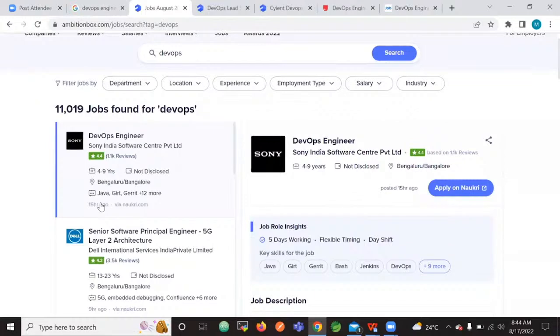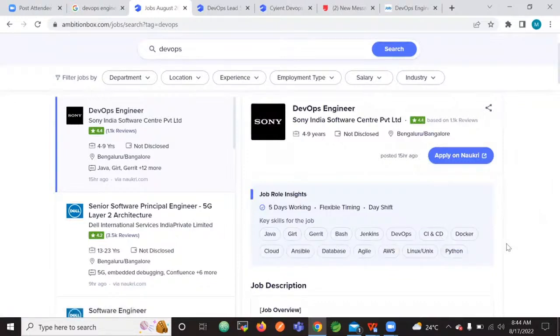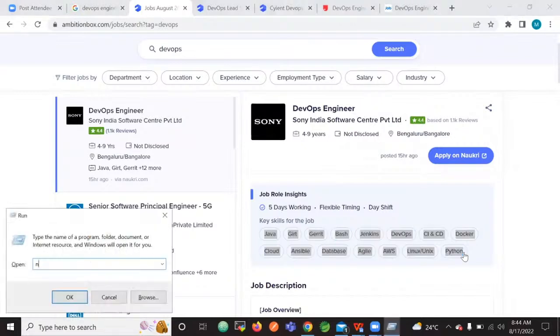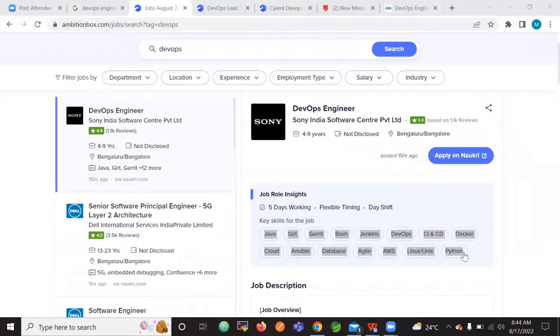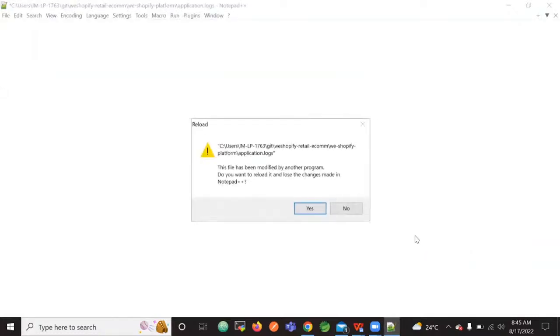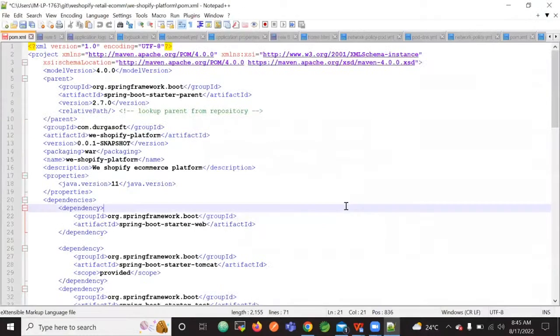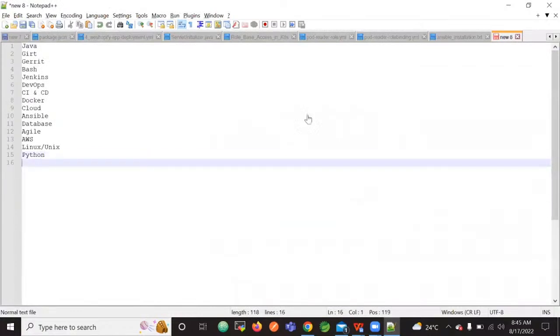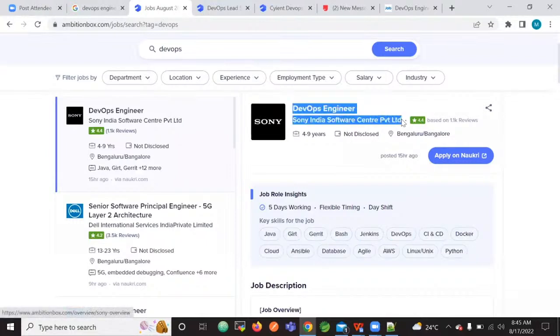DevOps engineer, 15 hours ago, Sony India Software Center Private Limited, Bangalore location. They published the job for 4 to 9 years experienced candidates. What skill set are they asking for? Let me copy all this skill set, what they are expecting. Let us look at more jobs and filter out what they are most frequently expecting. What are the most common tools they are expecting in the market? Let us see them. This is for the company called DevOps Engineer, Sony India Services Private Limited.